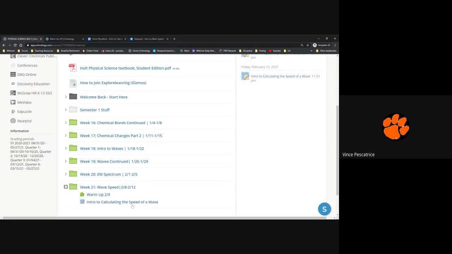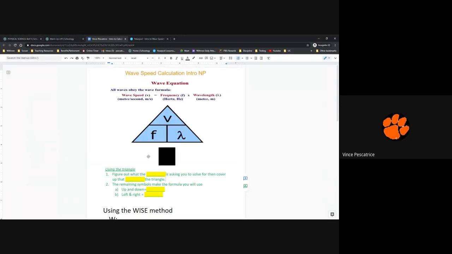All right, so in the week 21 folder, intro to calculating wave speed, you pull open a document that looks like this. What we're going to be learning today is how to calculate the speed, frequency, or wavelength of an electromagnetic wave. This is important because we're going to be using this to calculate and determine what types of waves are flying around and the speed at which they're moving and things like that.